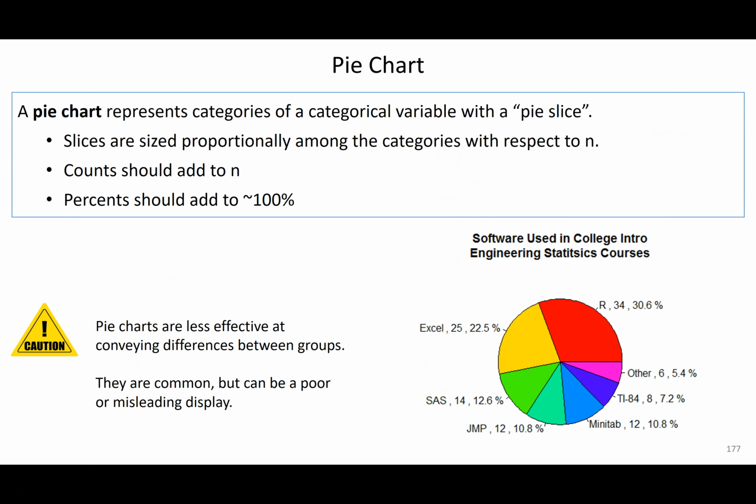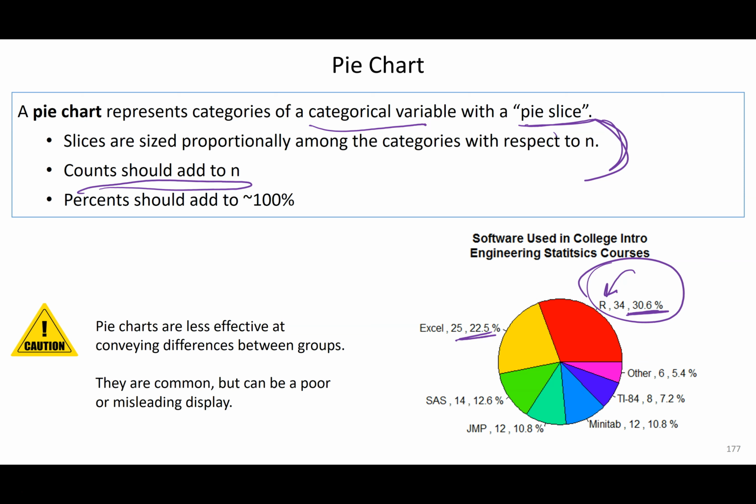Then pie chart, it's another really, really common tool when you have categorical data. So each category gets a pie slice. So like R here is this reddish slice. They're supposed to be sized proportionally along with their category. So like R has the biggest proportion, so it's 0.306, and the next biggest one's like 0.225. It has not quite a third of that pie. So it should have the biggest wedge.